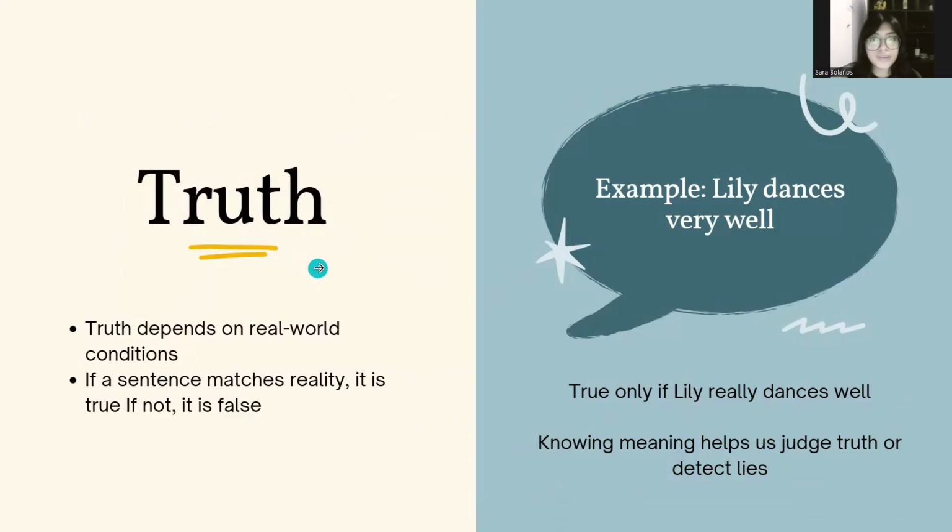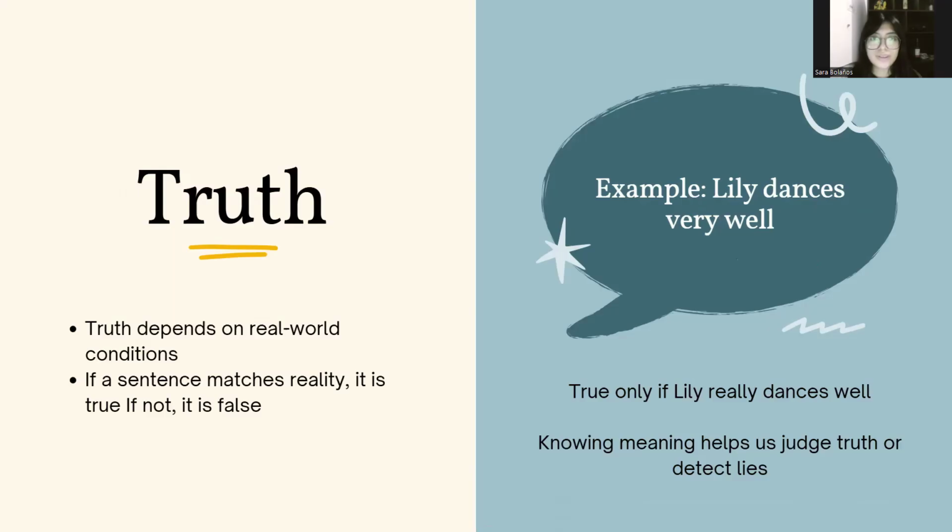The third concept is simply truth. In semantics, truth is not about opinions, it is about whether a sentence matches reality. For example, if I say Lily dances very well, we can check if that is true. If we know that Lily is a professional dancer, we say the sentence is true. If we know that Lily can't dance at all, we say the sentence is false. In that case, we might also think the speaker is lying.